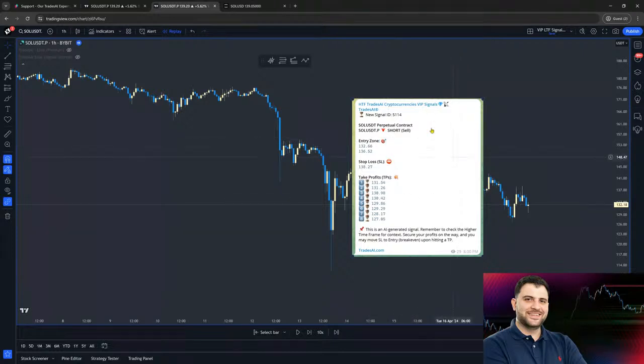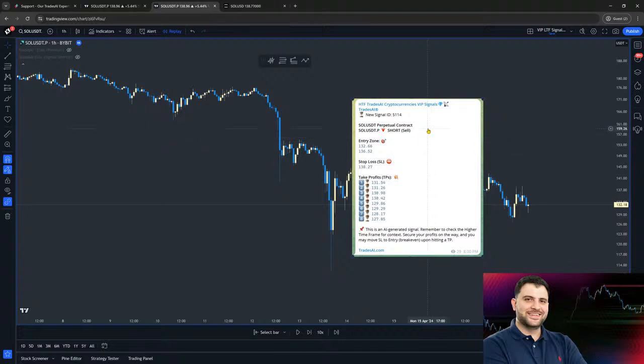So this is how a signal looks like, whether it's from the free Telegram or the VIP. The VIP obviously has way more signals and assets and asset classes and time frames and scalping, or like, you know, low time frame, high time frame. If you want to invest for a bigger move, on any asset, you go for the high time frame, for example. Or some people use low time frame for scalping.